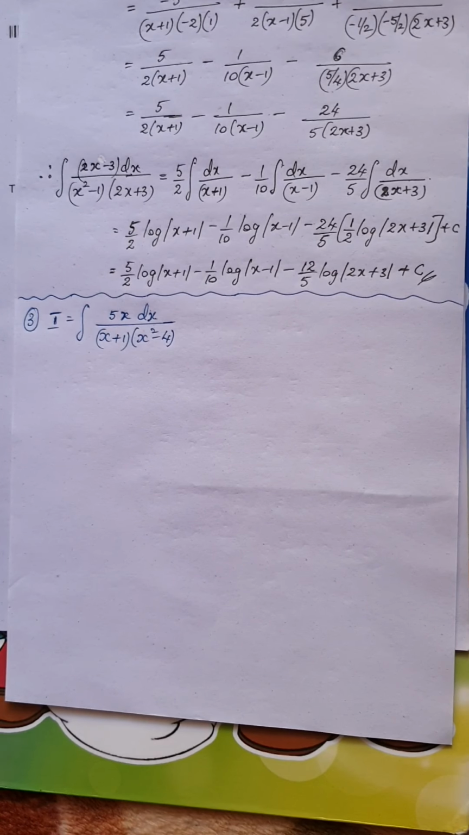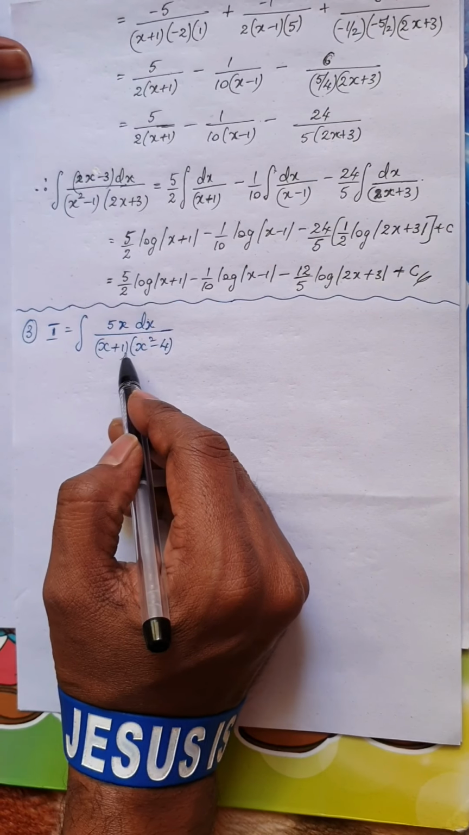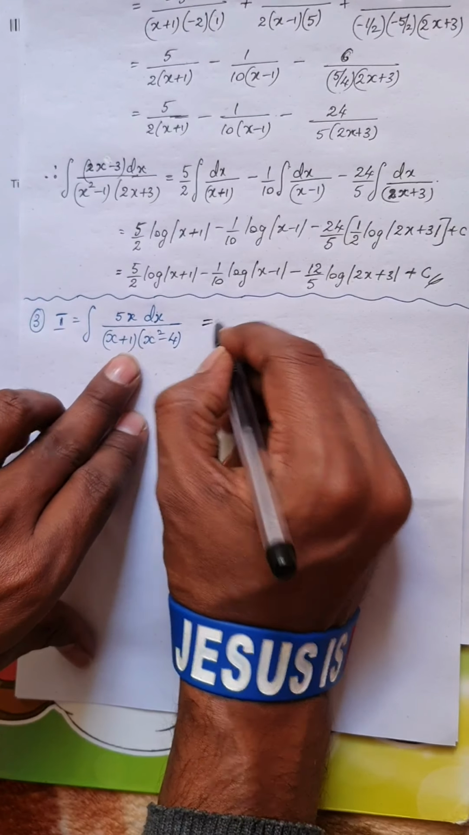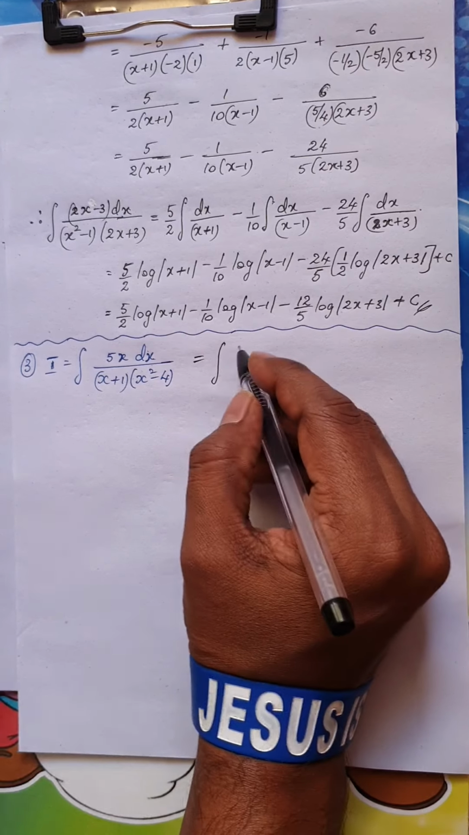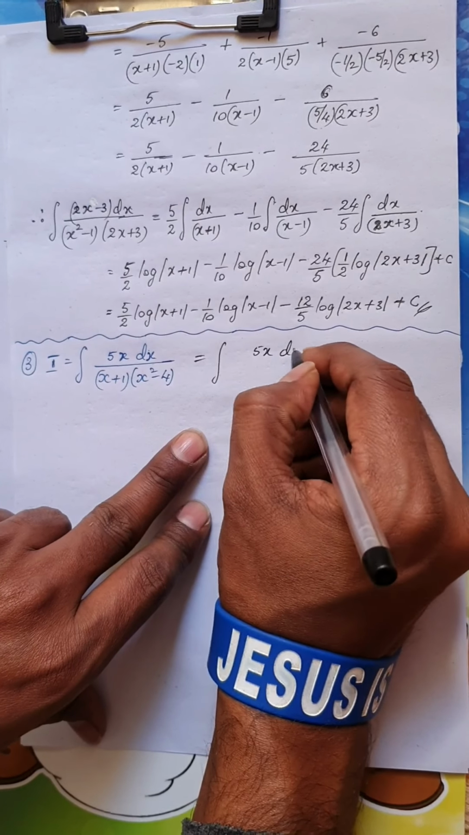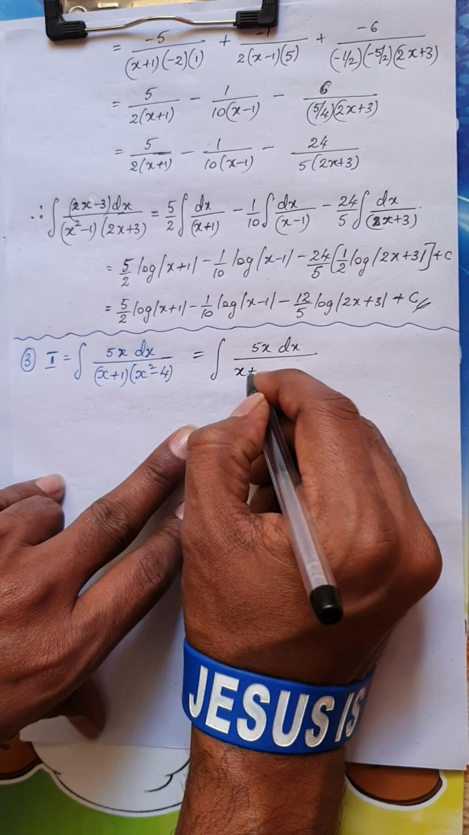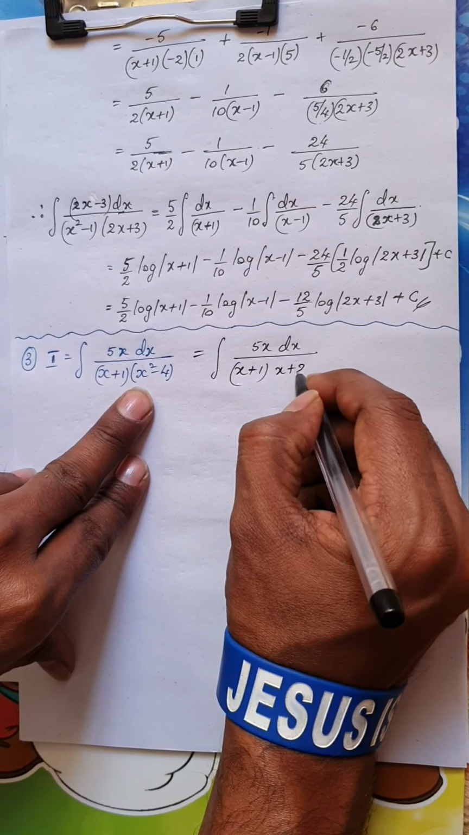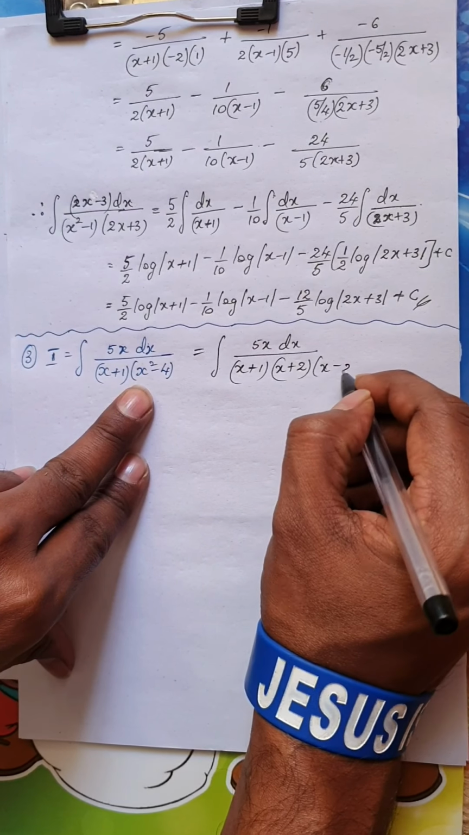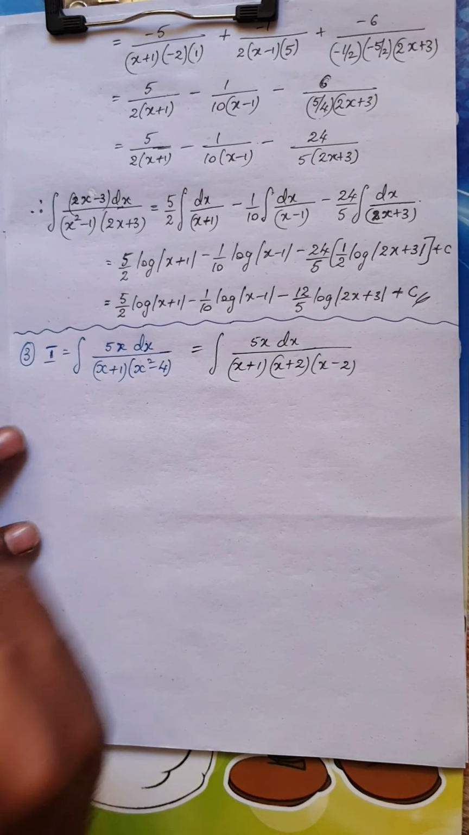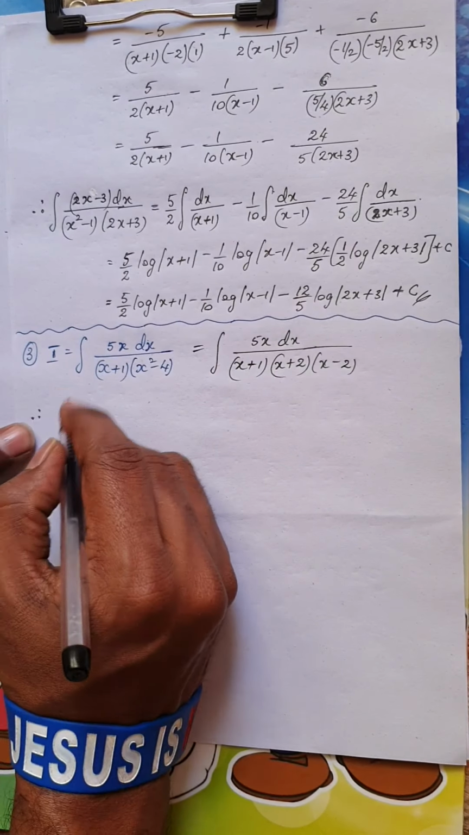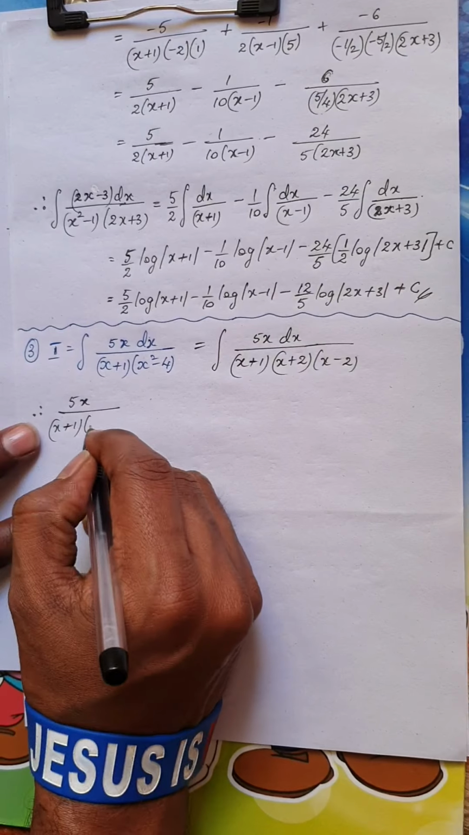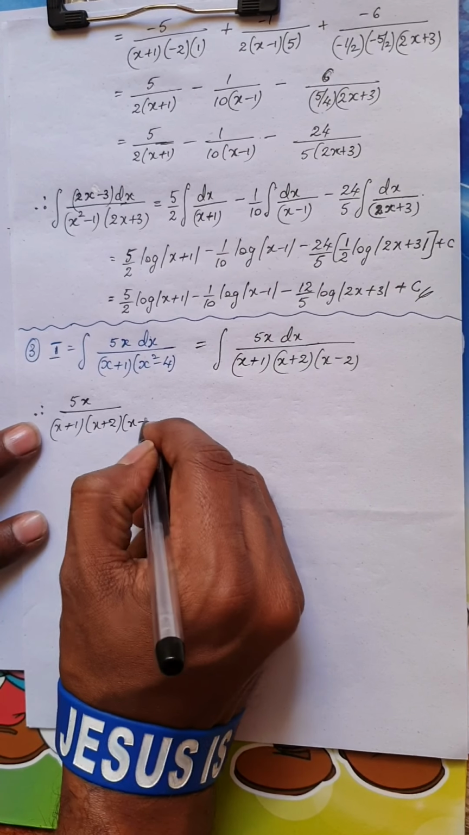So the next integral we have is integral of 5x divided by x plus 1 into x square minus 4. Okay, this can be written in a similar pattern as we did the previous sum as integral of, look here, this is 5x dx divided by x plus 1 is written as it is. Now this is of the form x square minus 4, a square minus b square form. This can be written as a plus b into a minus b. So it is x plus 2 into x minus 2. Therefore, we will consider the regular process. Therefore, 5x divided by x plus 1 into x plus 2 into x minus 2.